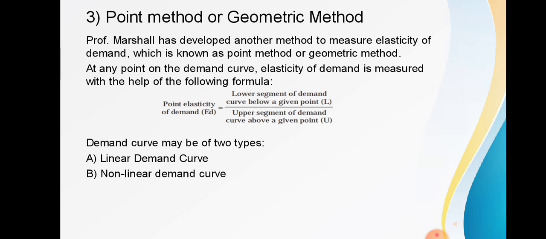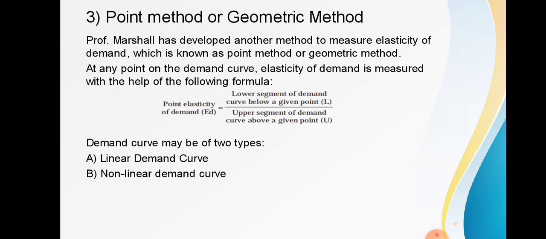So the formula for the point or geometric method is: point elasticity of demand, ED, is equal to the lower segment of the demand curve below a given point, that is L, divided by the upper segment of the demand curve at a given point, U. So this can also be written as L upon U, where L is the lower segment and U is the upper segment.